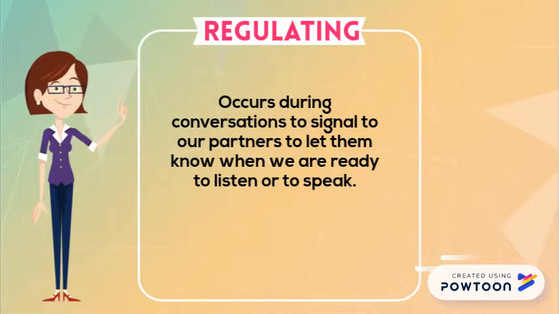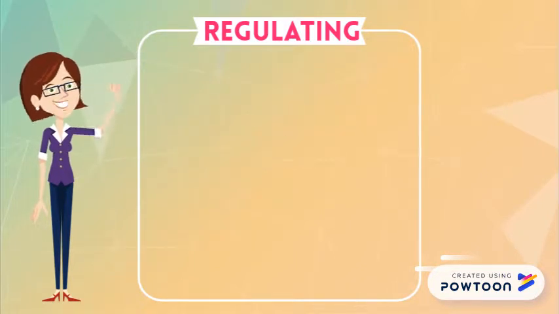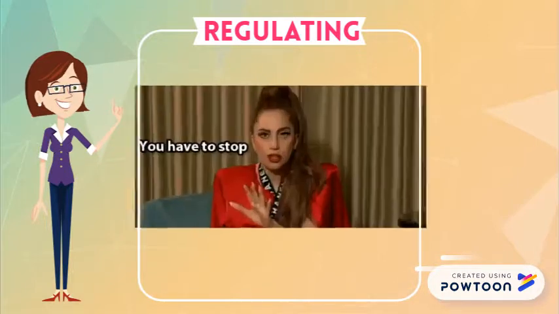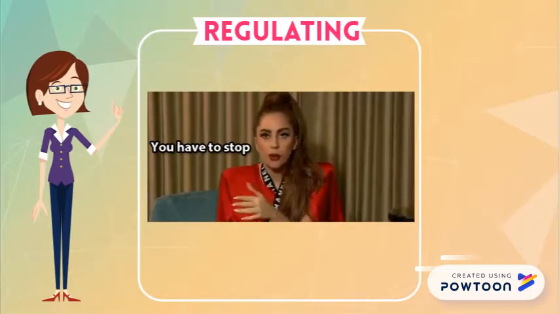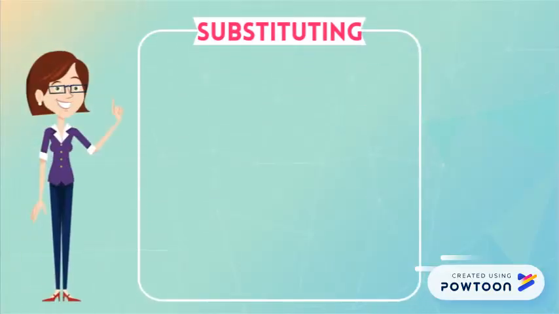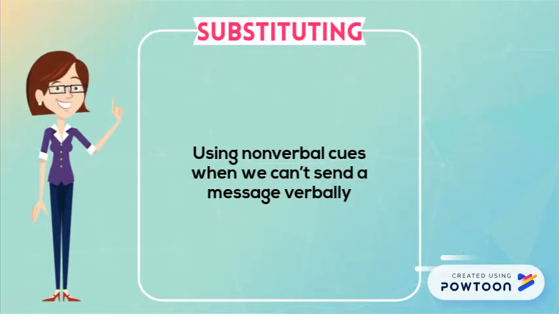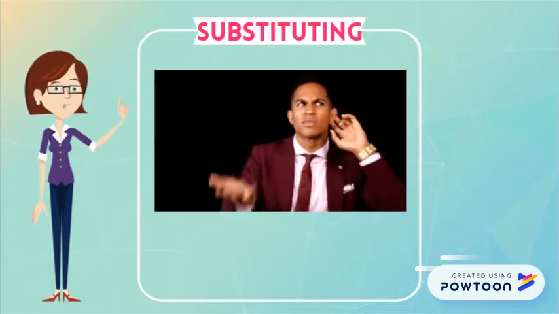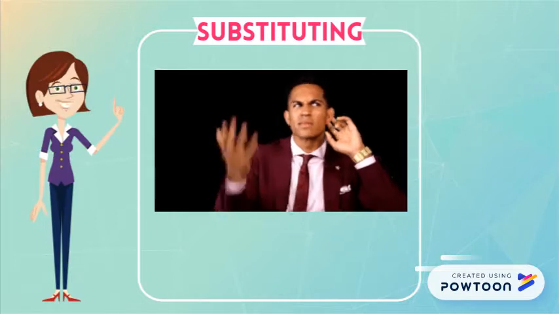Regulating occurs during conversations to signal to our partners to let them know when we are ready to listen or to speak. For example, signaling the stop sign with our palm to stop people from interrupting our conversation on the phone. Substituting is using nonverbal cues when we can't send a message verbally. For example, when we are in loud environments, we tend to use hand gestures.